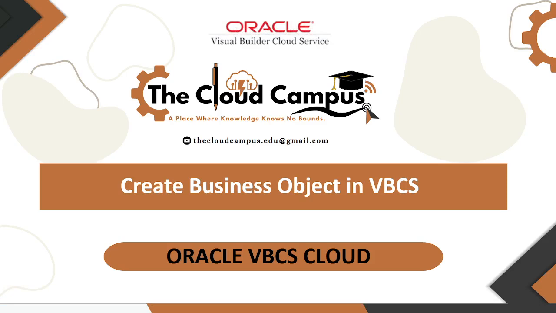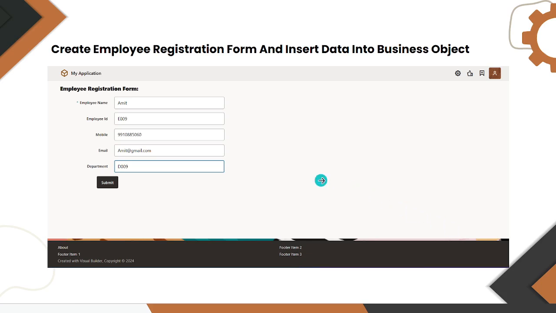In today's video, we are going to learn how to create a business object (BO) in Oracle Visual Builder Cloud Services, or VBCS. We will also see how to store data in the business object using REST API. To make things more interesting, we will build an employee registration form where you can enter details like name, email ID and roles. All the information will then be saved in the business object. This is a requirement: create an employee registration form and insert data in a business object.